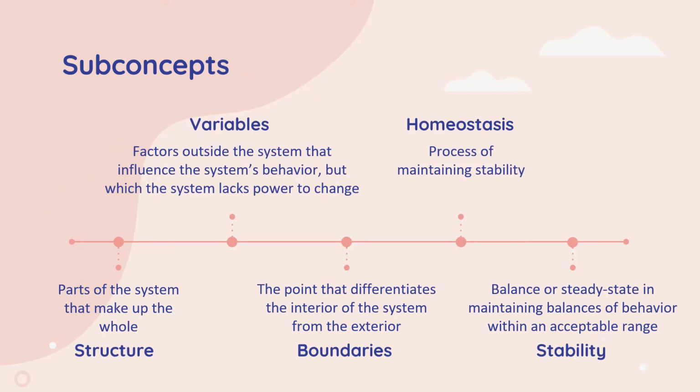The following are the sub-concepts and definitions in the Johnson's nursing model. Structure: the parts of the system that make up the whole. Variables: factors outside the system that influence the system's behavior but which the system lacks power to change. Boundaries: the point that differentiates the interior of the system from the exterior. Homeostasis: it is the process of maintaining stability. Stability is balance or steady state in maintaining balance of behavior within an acceptable range.